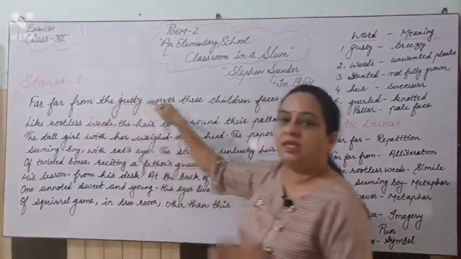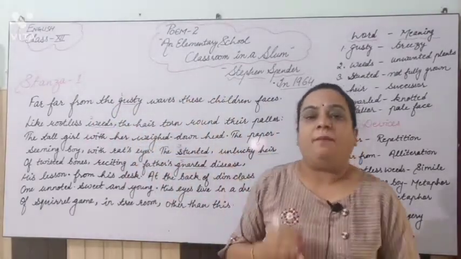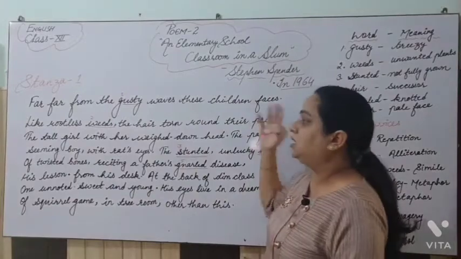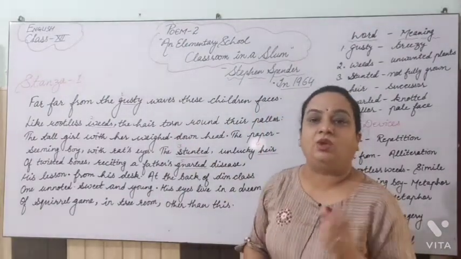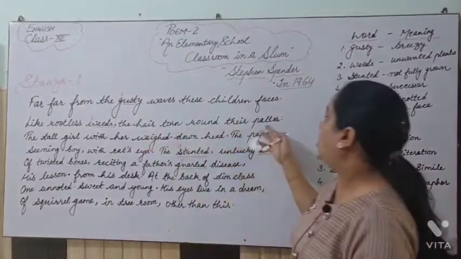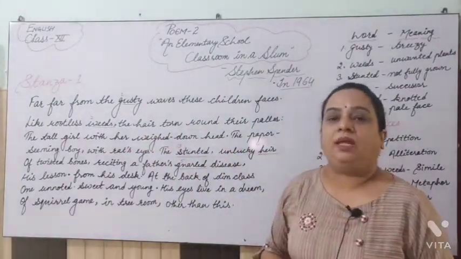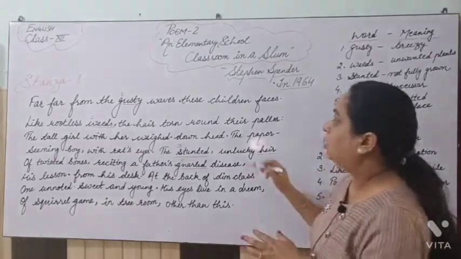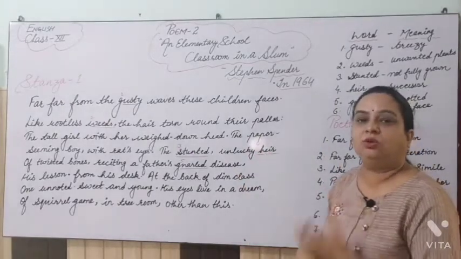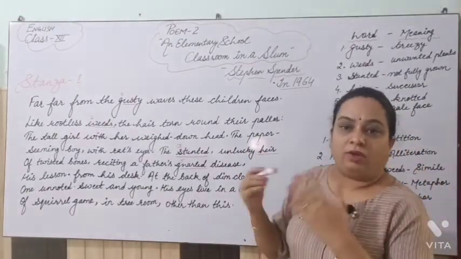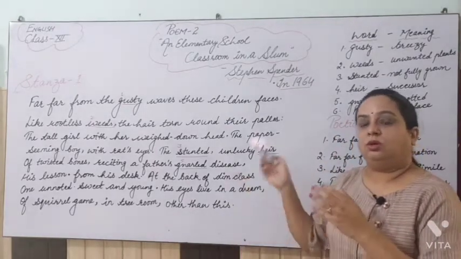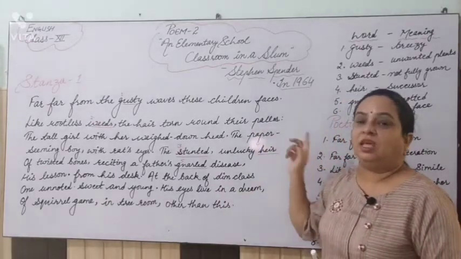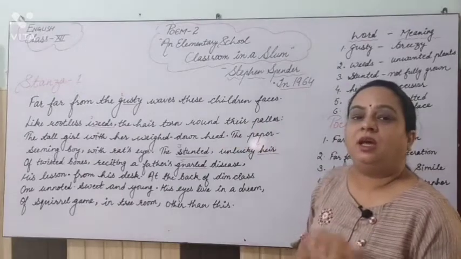So what he is saying is that these children are away from a healthy environment. They are not getting a healthy environment. And second, he is telling that the children are like rootless weeds. The hair torn round their pallor, right? They have not done their hair properly and neatly. They do not comb their hair properly, which means they do not take care of their hygiene. Because they are going to school, they should be ready, they should be properly dressed up. But these children have not even combed their hair.